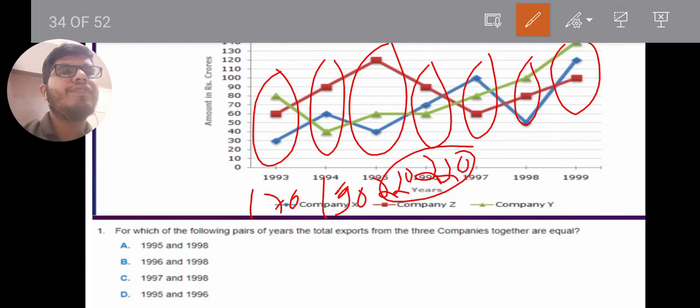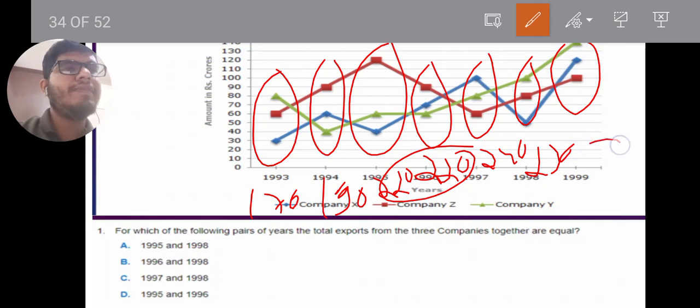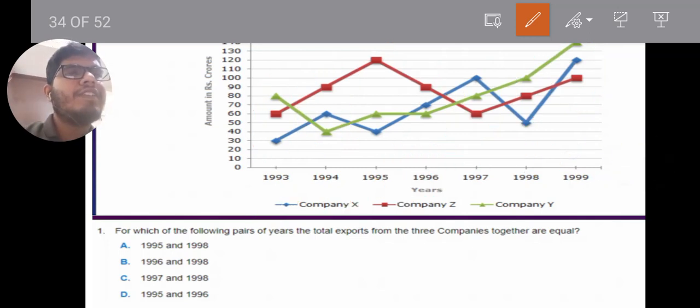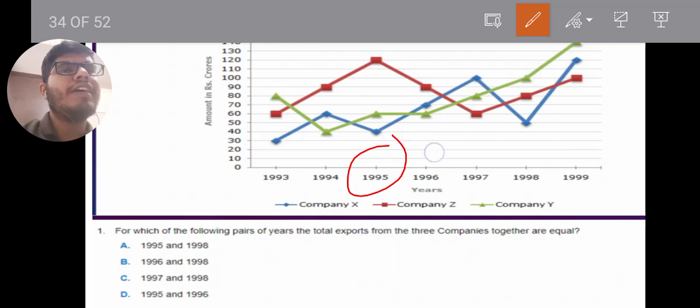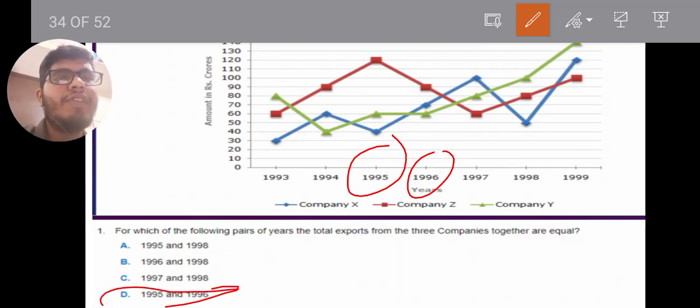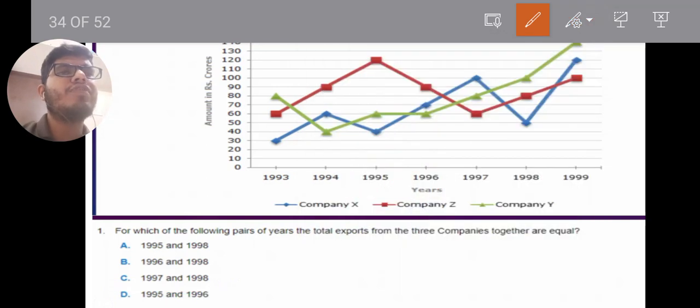So the 1997 will be 240, 1998 will be 230 and 1999 will be 360. That is why these 2 years, 1995 and 1996, these two have the 220 of the exports which are equal. So our answer should be option D, 1995 and 1996. So let me go for the next question without wasting time.